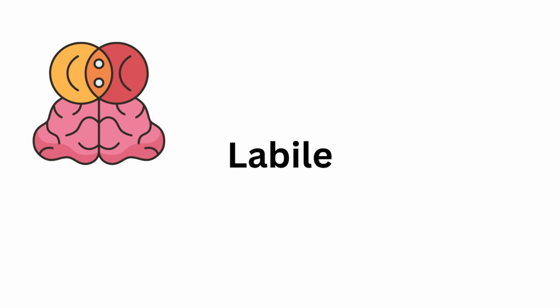Next word is labile. This is to change quickly or rapidly. So you can think of this image right here. Some moods change from happy to sad to angry. It's changing rapidly and often.